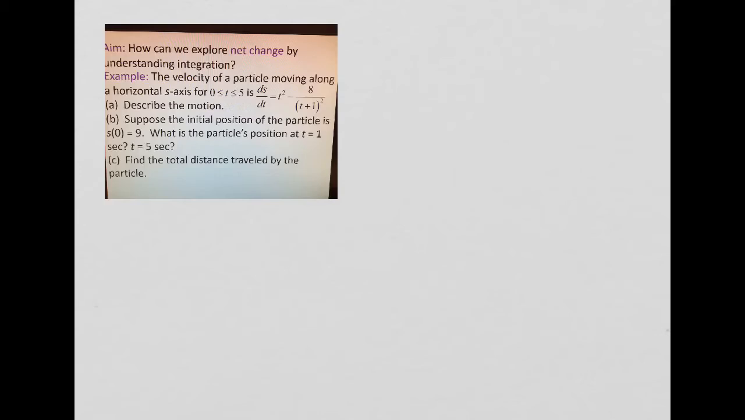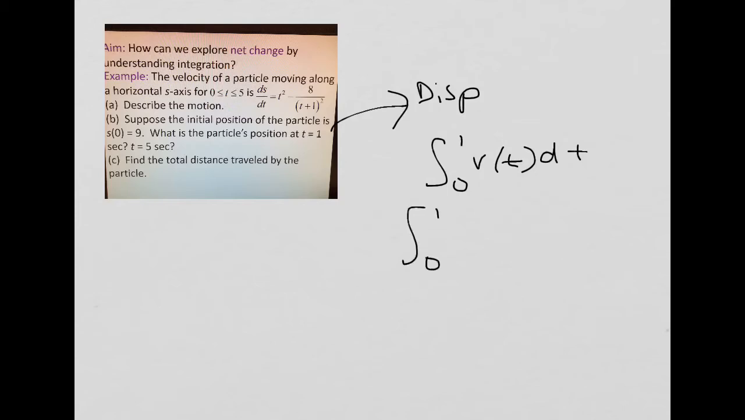So let's actually write this out in mathematical terms. So in part B, we want to know the particle's position at t equal to 1 second. So the displacement that we have here would be the integral from 0 to 1. And v of t dt can be replaced with our expression of t squared minus 8 over the quantity of t plus 1 squared dt.